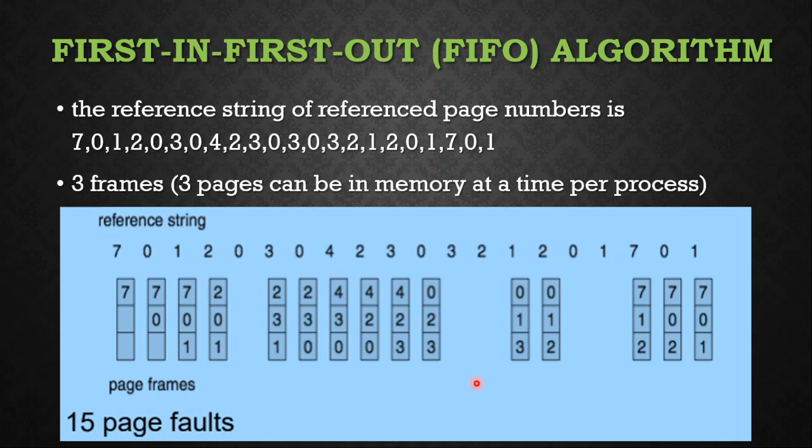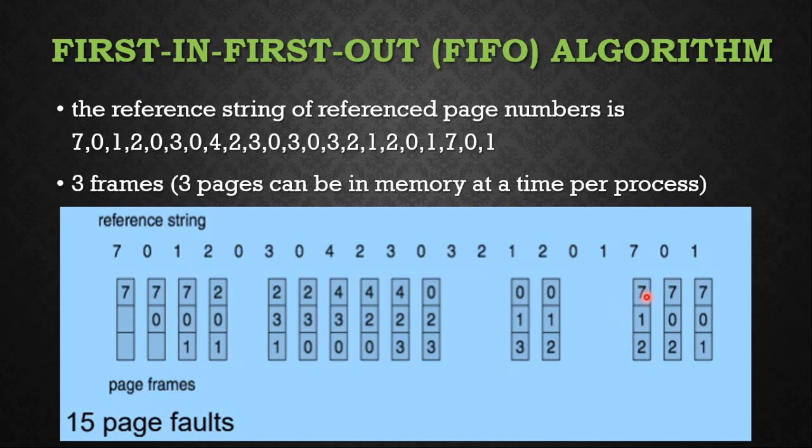Then 2, this is one page fault, and then 2 has to be inserted. How to insert 2? Then again check, 3 has come earlier in the queue, that is first in the queue, so you have to replace this 3 by 2. Now 0 is already there, no page fault. 1 is already there, no page fault.